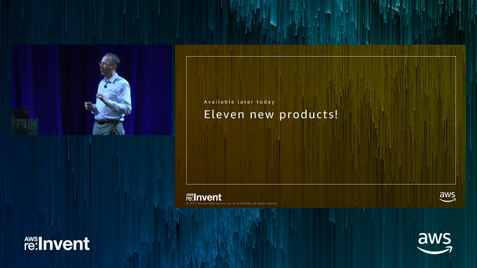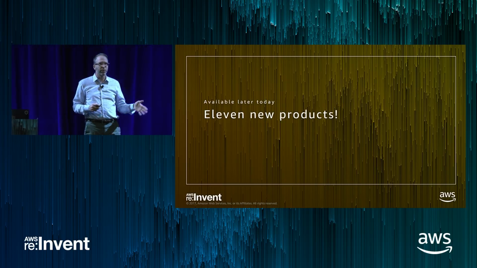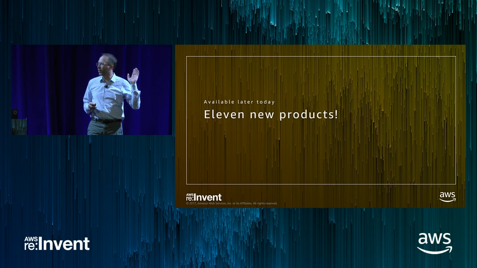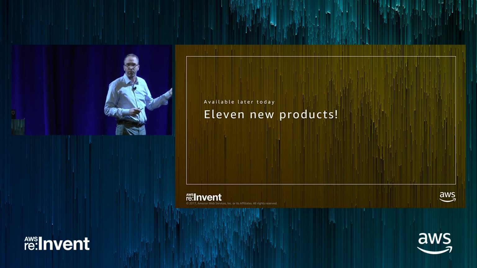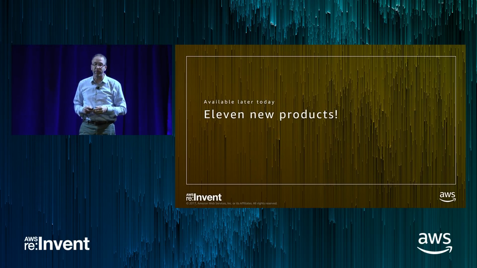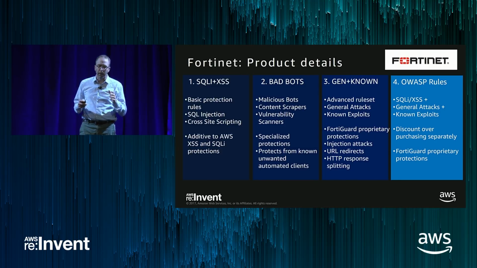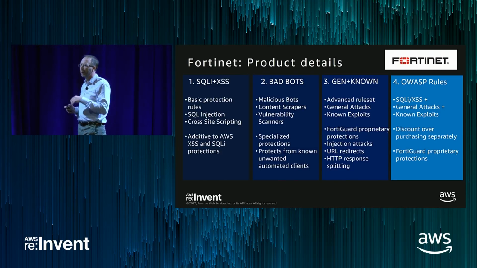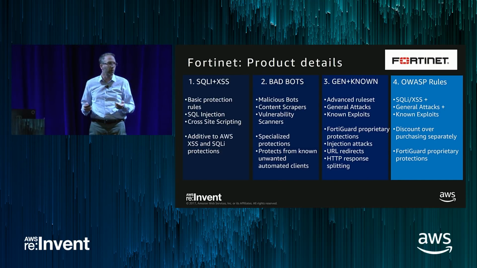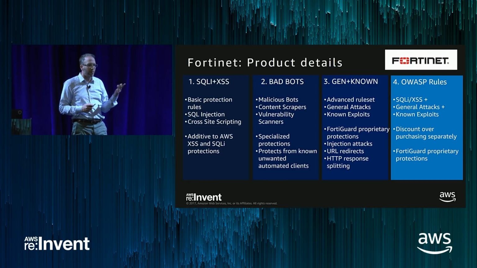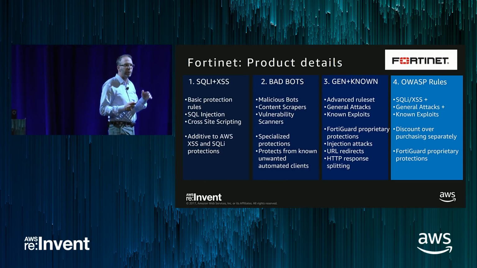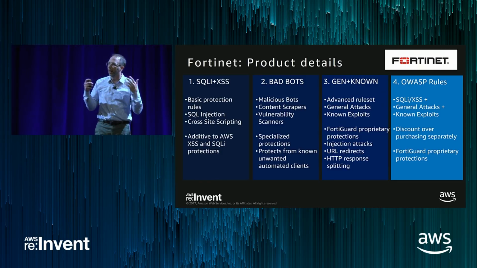So let's talk a little bit more about those 11 new products. You've seen them scroll past on the screen a few times during the demo, both on the AWS Marketplace page, but also in the WAF console. But again, we have 5 sellers. The first seller that we'll look at is Fortinet. They're offering 4 different rule sets. And you can see some of the breadth already just in Fortinet's offerings, right?